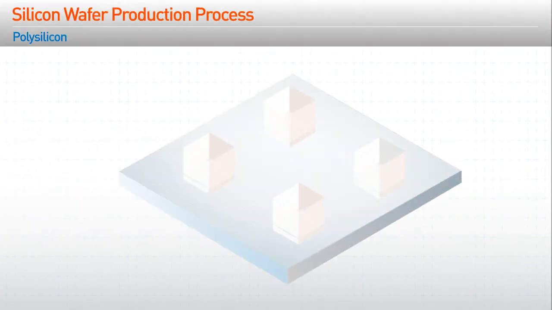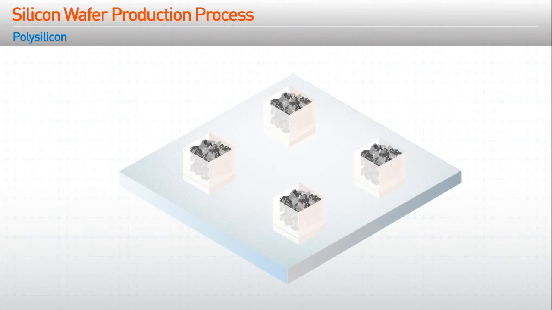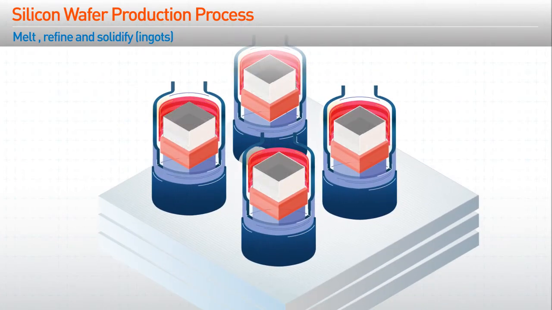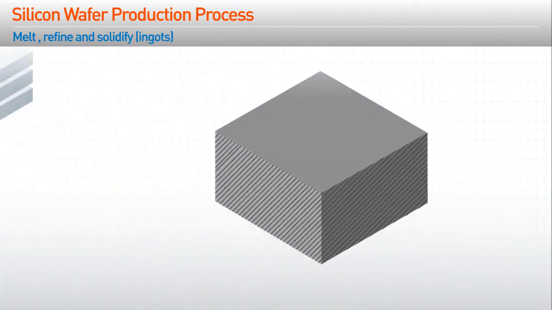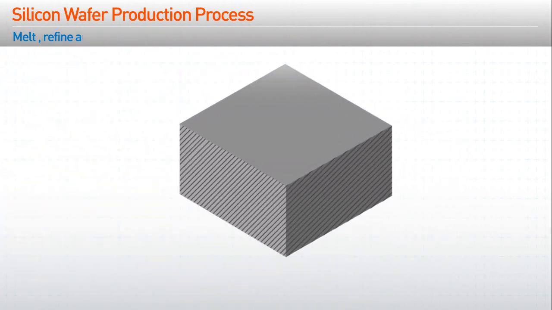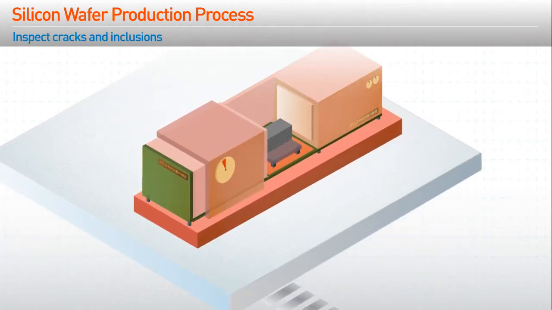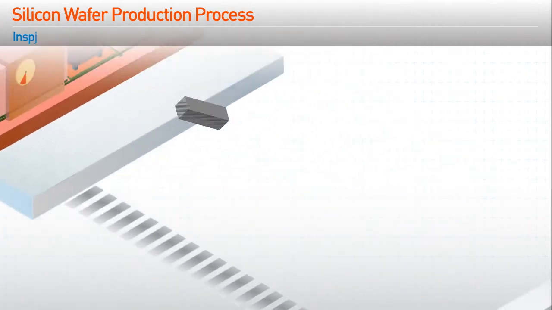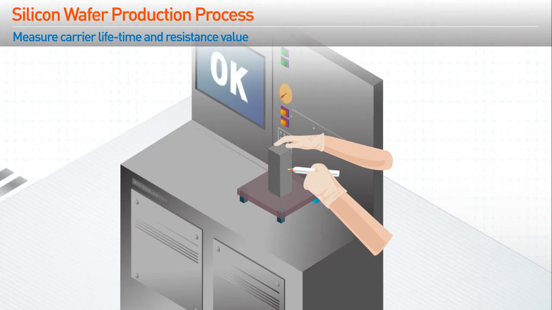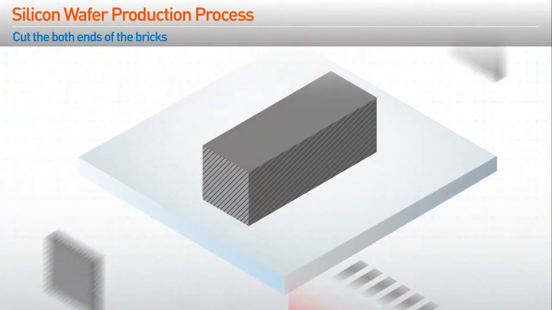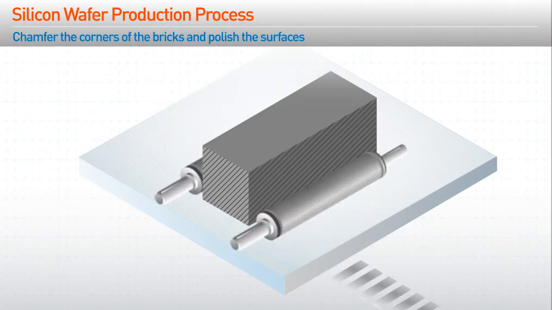The primary manufacturing process for silicon wafers is to first fill a solidification furnace with polysilicon, then melt, refine, and extract the deposited ingots. These are then cut and separated into bricks, which are inspected for cracks and inclusions. Next, carrier lifetime and resistance value are measured. Afterwards, both ends of the bricks are cut, and the corners of the bricks are chamfered.